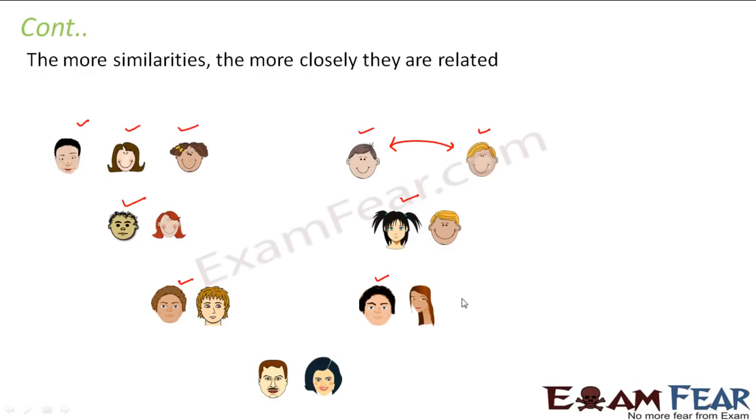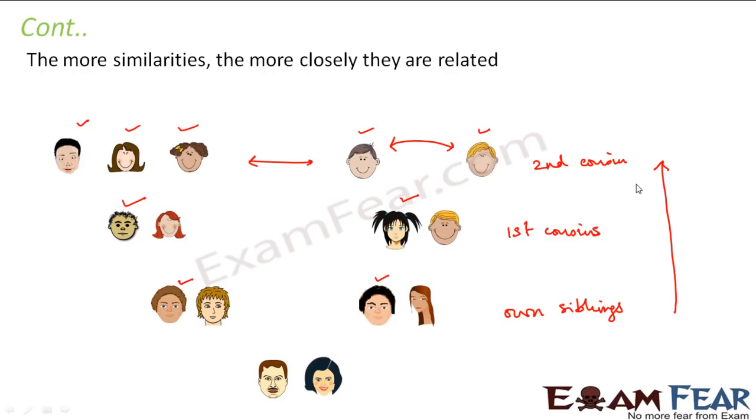So in this case, they were own siblings, so the similarities were more. Here they were first cousins, so the similarities were less. Here they were second cousins. This group and this group are second cousins, so the similarities are even lesser. So here also you see as we go up, the similarities keep decreasing. So you understand this concept?